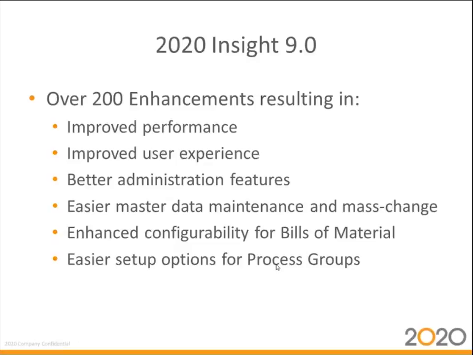Focus in general across the board for version 9, in addition to some new features and new modules, was to really focus on improved performance, improving user experience, making the software easier to use, especially in areas such as master data maintenance and mass changes, improved administration features, strengthening and then adding flexibility to our bill of material configuration capability, and also adding some easier setup options for process groups if you've got straightforward requirements there, reducing the need to define complex process group filters with some sort of global settings and things like that.